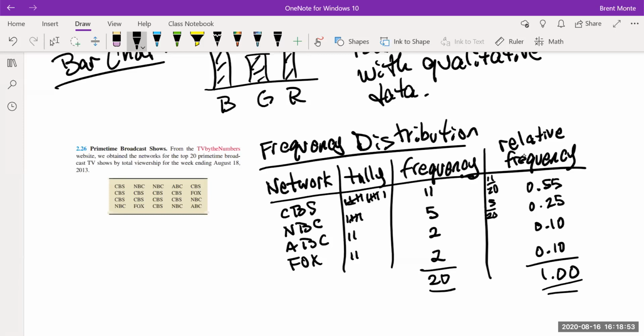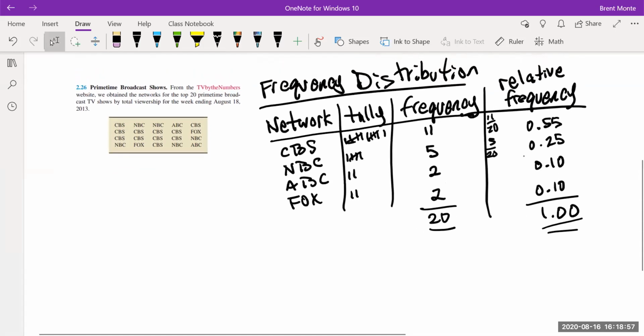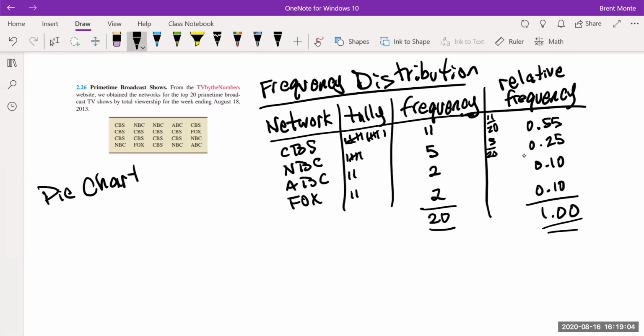Okay, let's go to the other types of charts for this. I'm going to leave that up so I can see it. But if I do a pie chart, now if you wanted to do this technically, you'd take the 360 degrees in a circle and you'd break it up, you'd multiply it by 55% or by 0.55 and find out how many degrees that is.